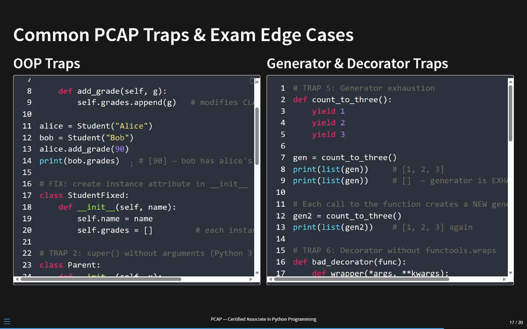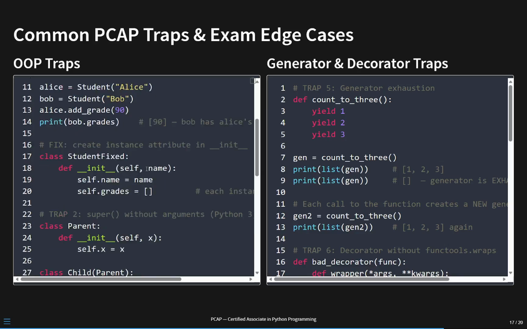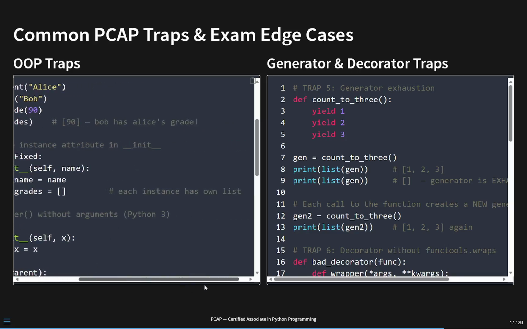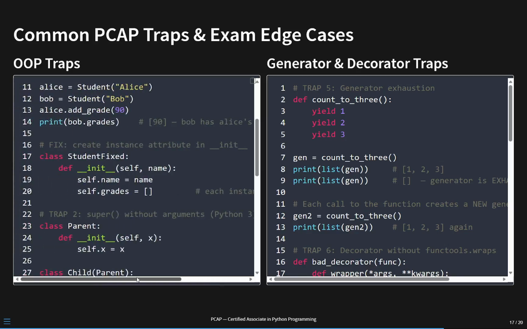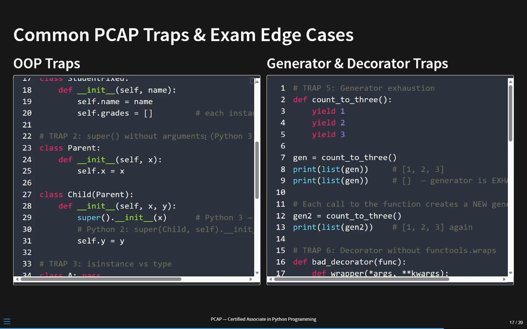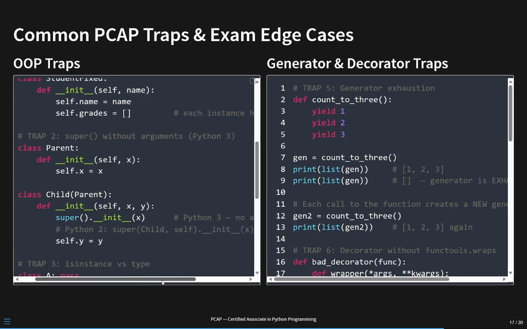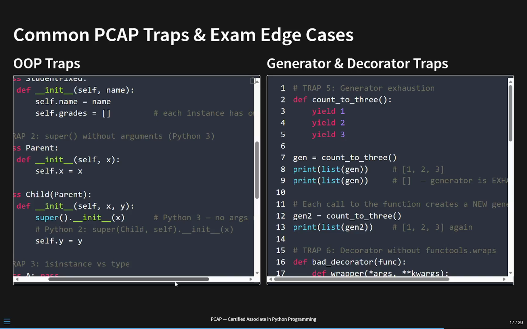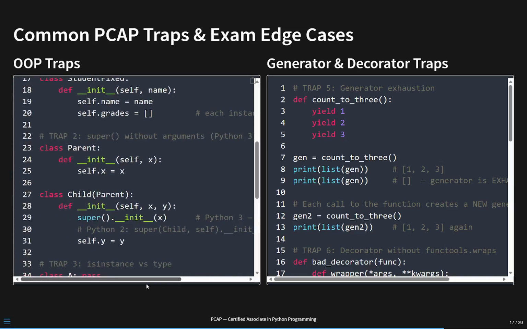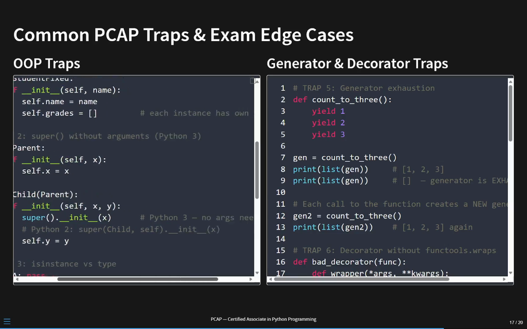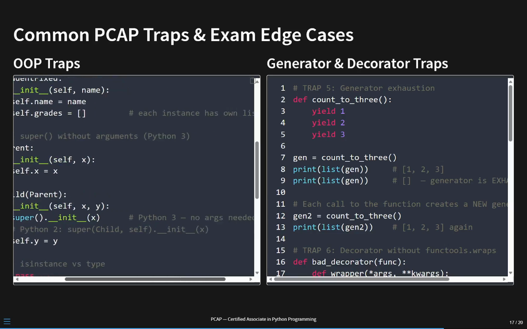The fix. Always initialize mutable data in __init__ as self.grades equals an empty list, creating a fresh list for each instance. Beat: super. In Python 3, no arguments needed. super().__init__(x) just works. In Python 2 you had to write super(Child, self).__init__(x). If the exam shows Python 2 style super, it's wrong for Python 3. Beat: isinstance versus type.